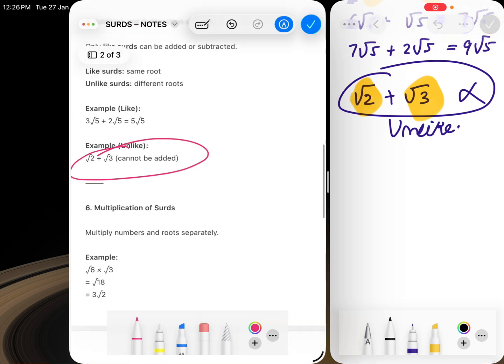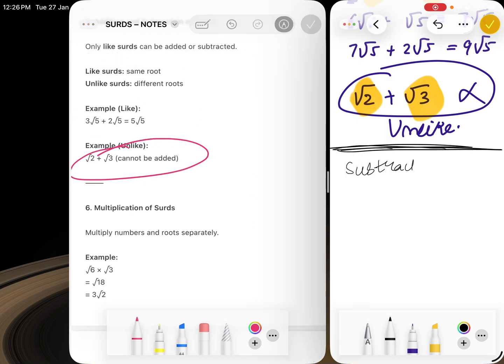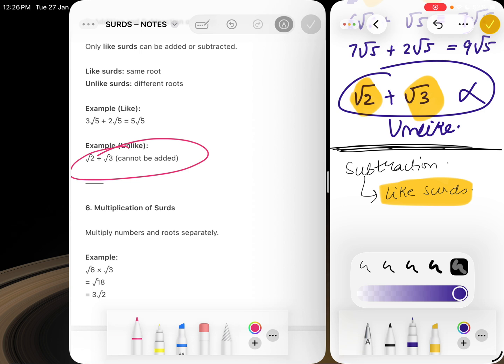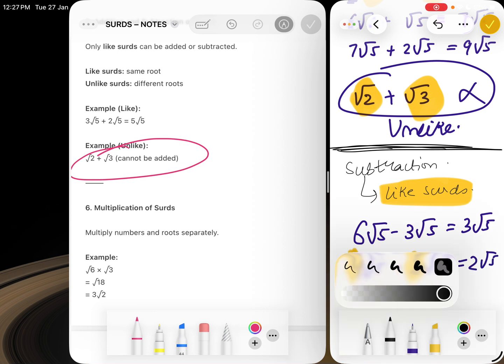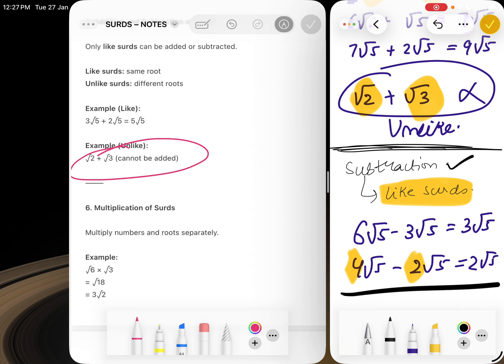Okay, if I say subtraction, again for subtraction as well, we need like surds, correct? So we have 6 root 5 minus 3 root 5. So 6 minus 3 is how much? 3 root 5. 4 root 5 minus 2 root 5. So 4 minus 2 is how much? 2. So 2 root 5. Is this clear? Okay, then addition is done, subtraction is done.